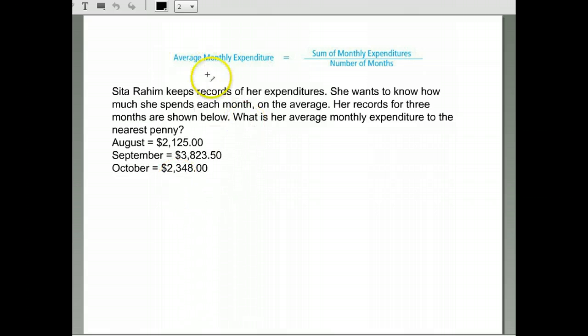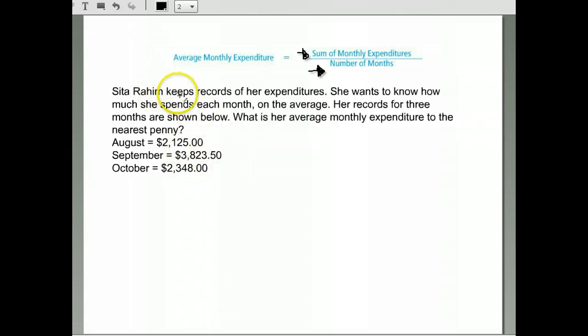Alright, in this one we're going to talk about average monthly expenditures, and the formula's up here. It's the same as taking any average. You add together your items and then you divide by how many there are. Since we're talking about monthly expenditures, we add the expenditures for a certain number of months and then divide by the number of months we were working with.